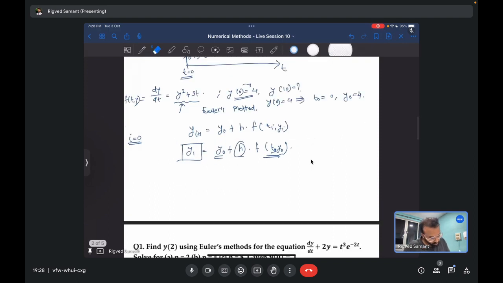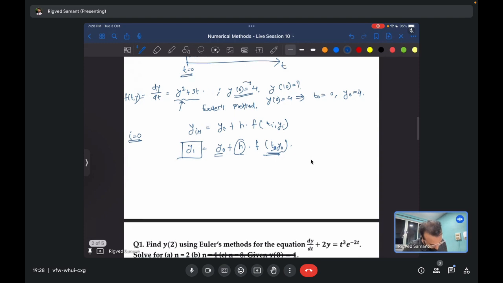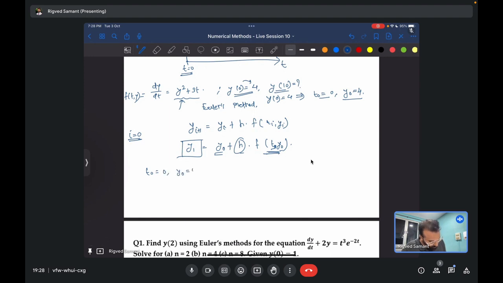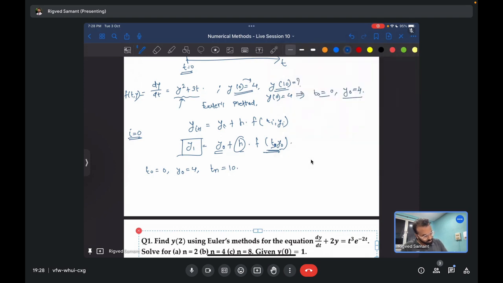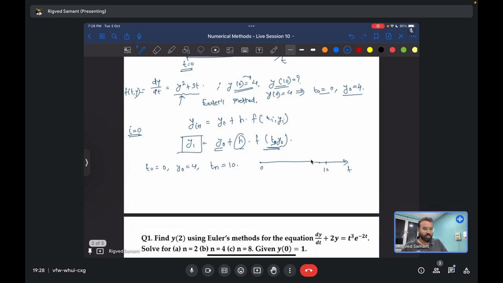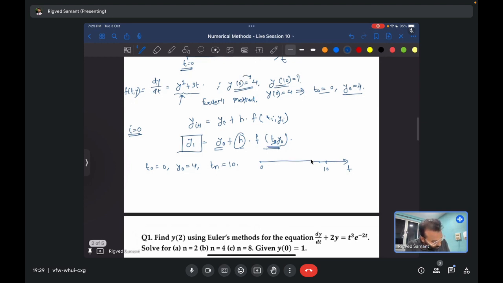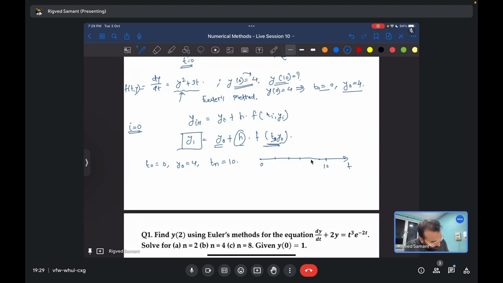So what is h now? Let's say you want to go from t is equal to 0. From this equation, t0 is equal to 0, y0 is equal to 4, and y of 10 I want to ask. So t0 is equal to 0, y0 is equal to 4, and tn is equal to 10. So you want to go from t is equal to 0 to 10, and in how many steps? That's what your h is. If you want to go with 5 intervals, 1 2 3 4 5, what will be the distance of each interval? That would be 2, right? 2 4 6 8 10.